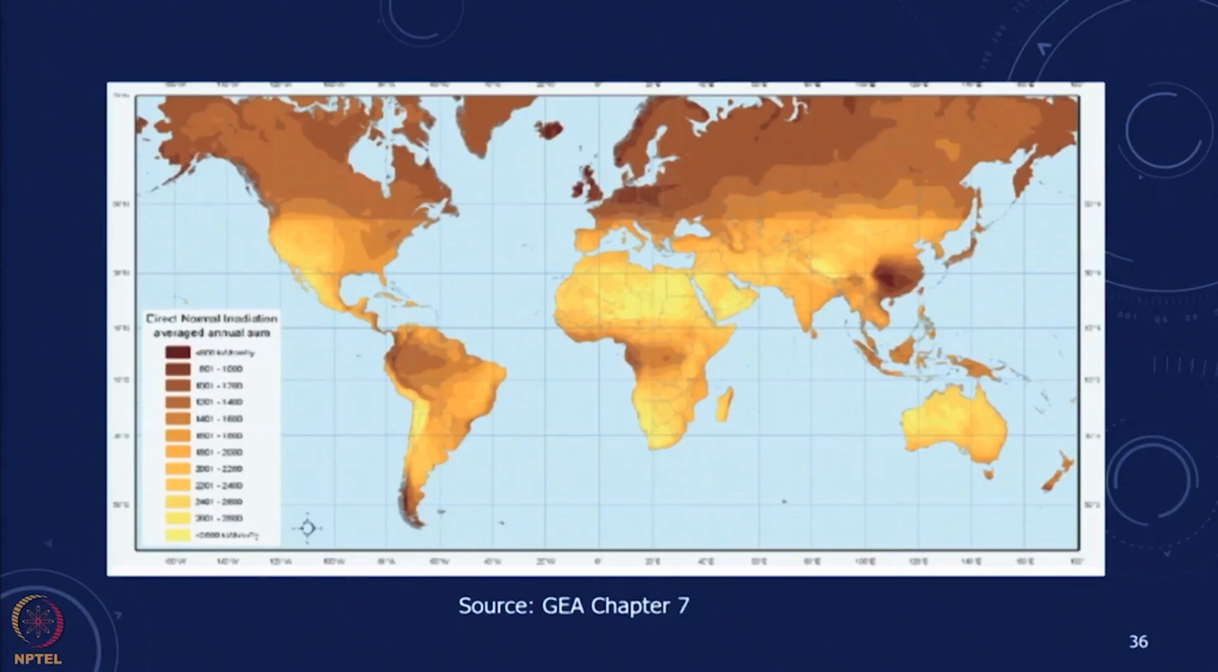and you can see this is the direct normal DNI which is there, and you can see the yellow region. These regions are the ones with high DNI. In the Indian context, we have reasonably good DNI across most parts of the country.